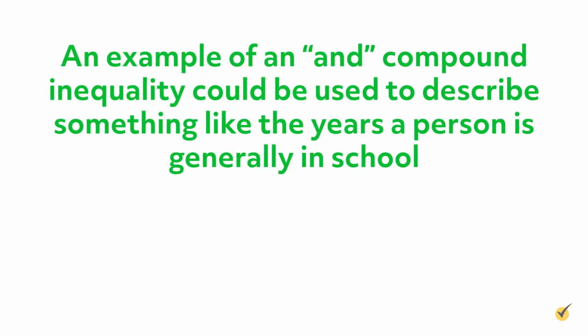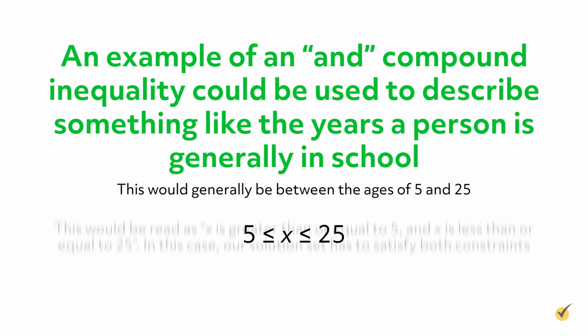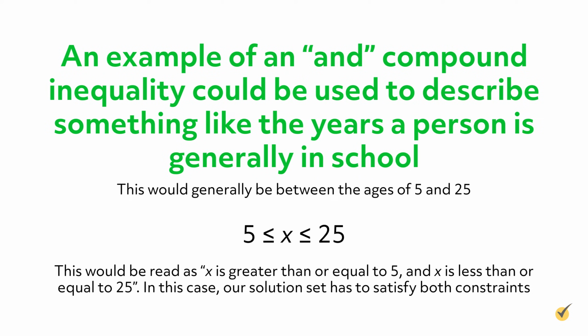An example of an and compound inequality could be used to describe something like the years a person is in school. This would generally be between the ages of 5 and 25, and we can represent this scenario with this compound inequality. This would be read as x is greater than or equal to 5 and x is less than or equal to 25. In this case, our solution set has to satisfy both constraints.